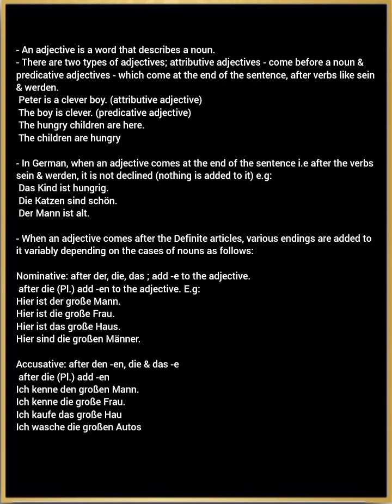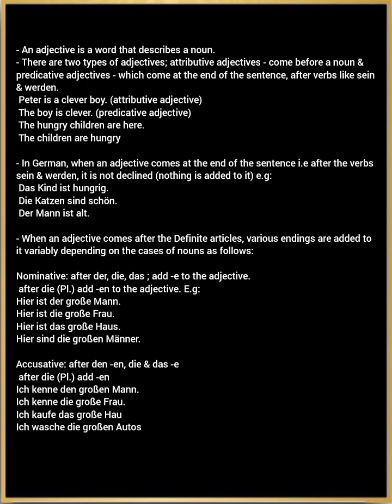All right? Like in the example, hier ist der große Mann. Hier ist die große Frau. Then I have hier ist das große Haus. Now you can see in this case, after the der, die, and das, we are adding the e to the adjective. Der große Mann, the tall man. Die große Frau, the tall lady. Das große Haus, the big or tall house. And then plural, we add en. Hier sind die großen Männer. So these are the endings that you add to the adjectives if they come after the der, die, das in a nominative.